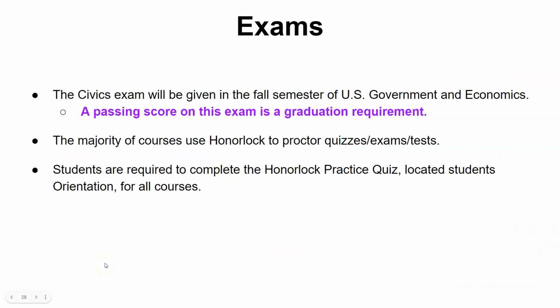So let's talk about exams. Most exams are in the summative category. If you are in U.S. Government and Econ, the civics exam will be given in the fall semester. A passing score on this exam is a graduation requirement. The majority of courses use HonorLock to proctor quizzes, exams, and tests. Students are required to complete the HonorLock practice quiz, which is located in the student orientation course for all of your courses.